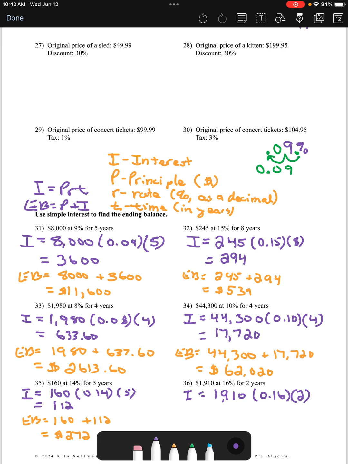Finally, with number 36, our interest equals our principal of $1,910 times our interest rate of 0.16, the decimal form of 16%, multiplied by our time of 2 years. So 1910 times 0.16 times 2, and my calculator happily tells me that's $611.20. So our ending balance is our initial principal of $1,910 plus our interest of $611.20. And that means our ending balance is $2,521.20.